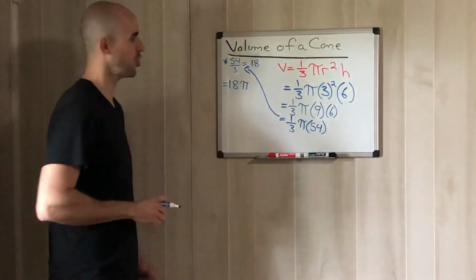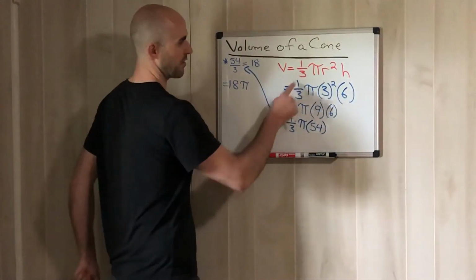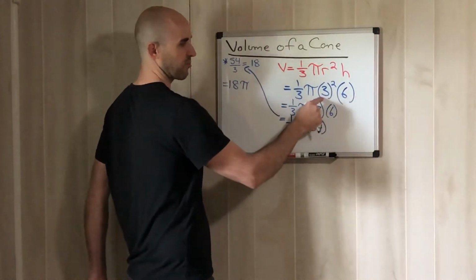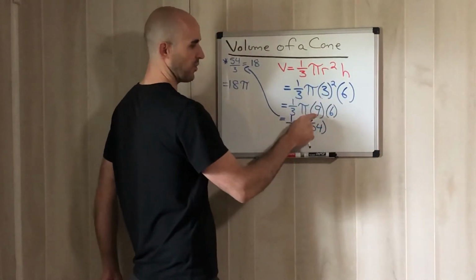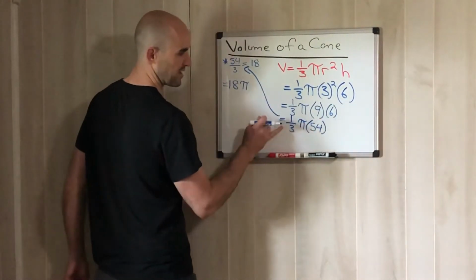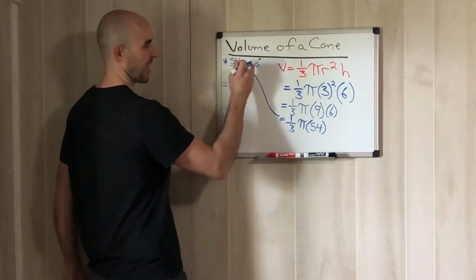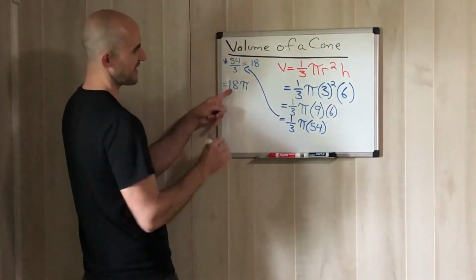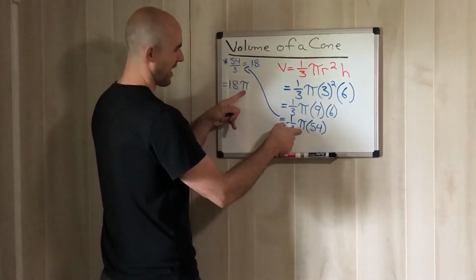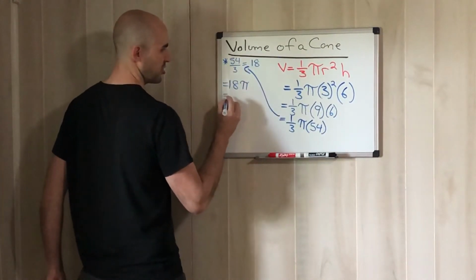And again, just to show you where I got this from, all of this was pretty simple. We had the third, we had the pi, we had 3 squared, we had 6, 3 times 3 was 9. Then we did 9 times 6 gave us 54. And then what we did was, since we had a third of 54, 54 divided by 3 gave us 18. So that's where the 18 came from, 54 divided by 3. And then brought down the pi again, because you can't forget it.